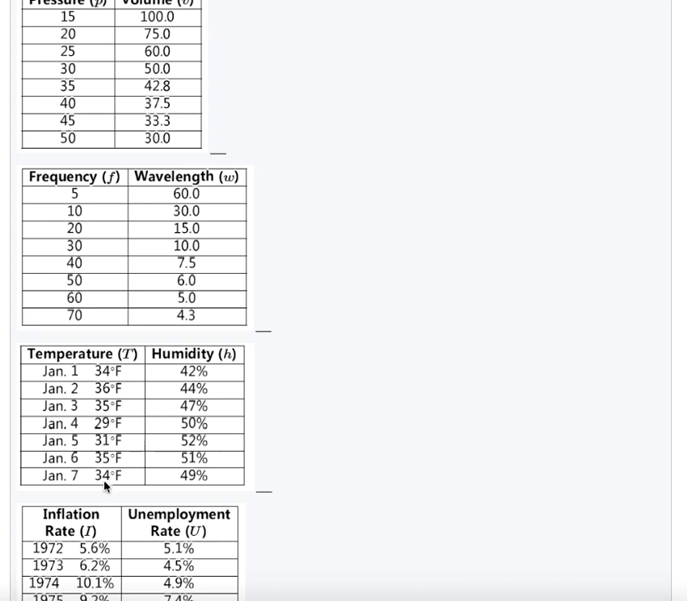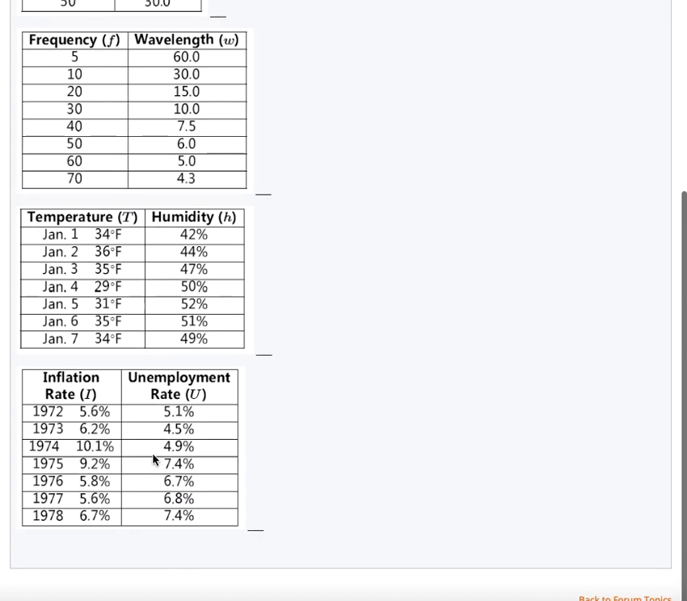But if you look at this table down here, there's 34 degrees again, and that time the humidity was something different. So the humidity is not a function of temperature, because for the same temperature I get two different outputs that could happen. That makes it not a function.